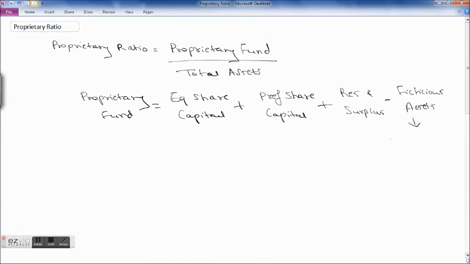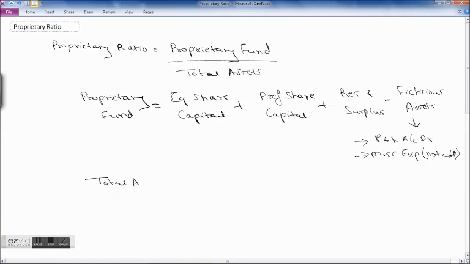So what is a fictitious asset? Fictitious assets include profit and loss account debit balance, that is accumulated losses, then miscellaneous expenditure which is appearing on your asset side of balance sheet to the extent it is not written off. All this is included in your proprietary fund.